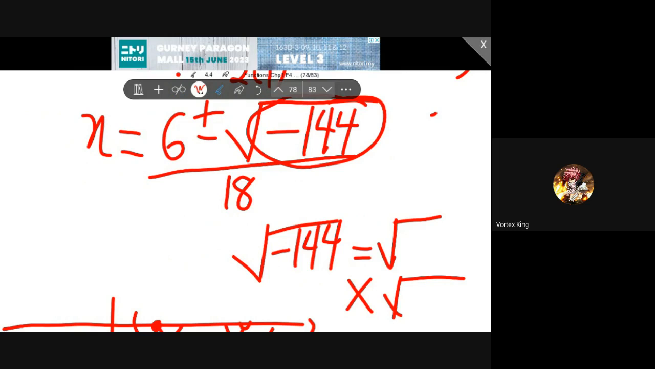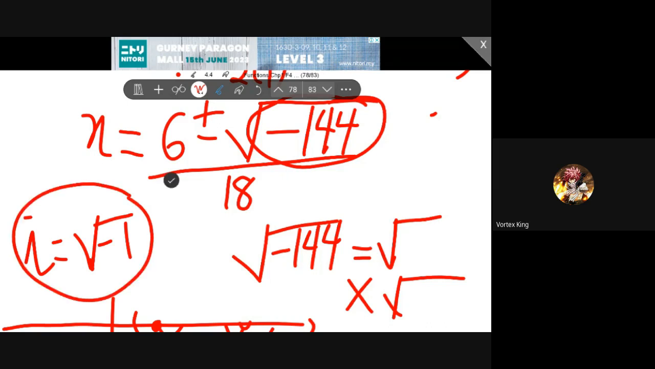In a root, you can separate it into two separate roots. 18 times 12? No. Remember, they already gave you i equals square root of negative 1. No, not 12 times negative 12. You have to use this value. Then only you can solve.